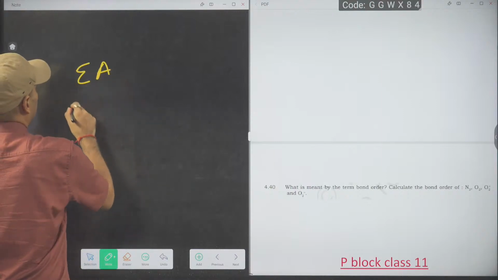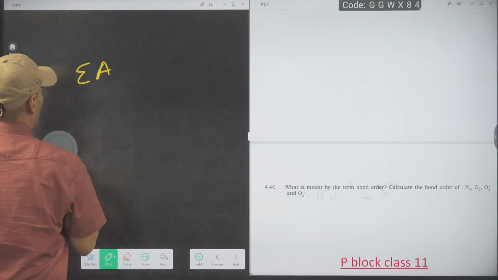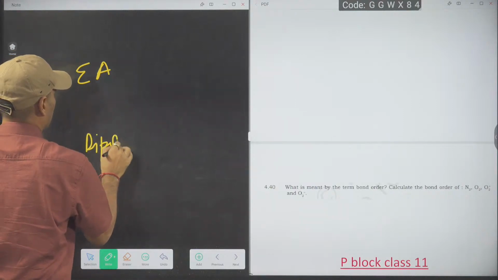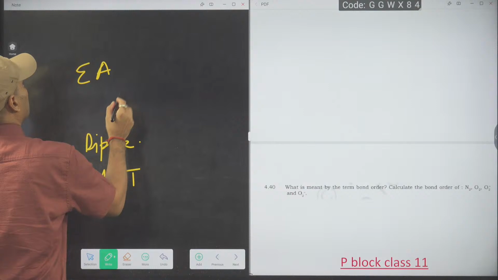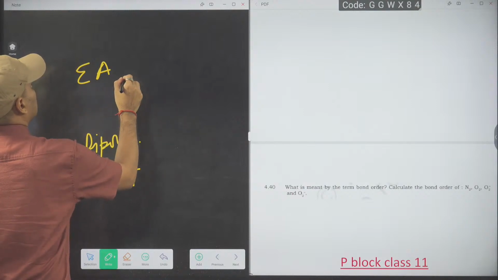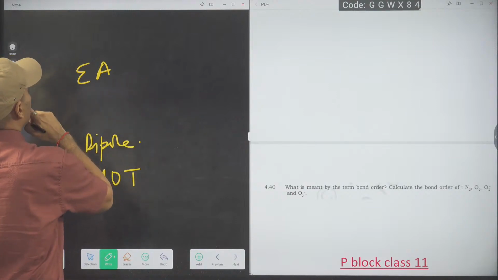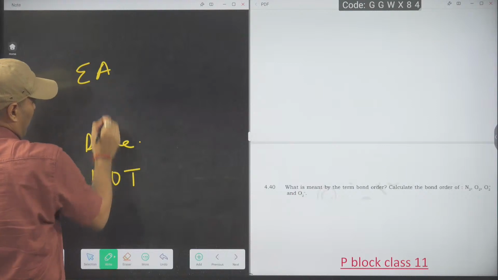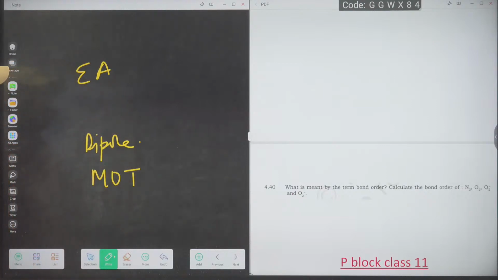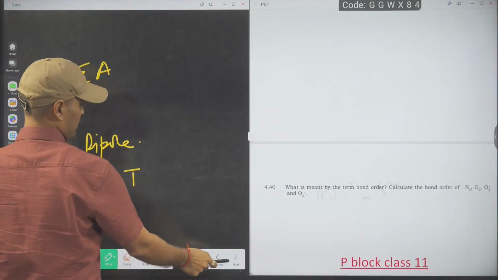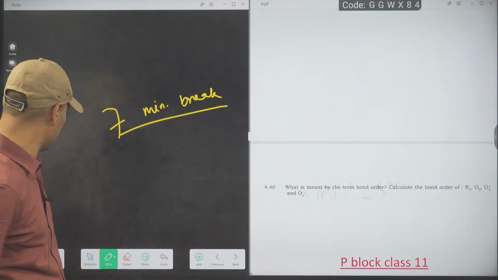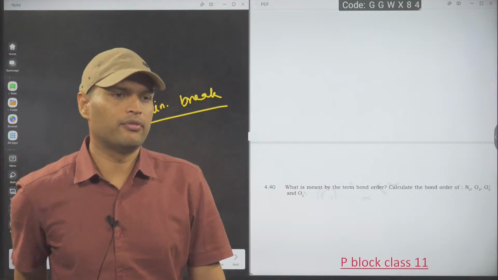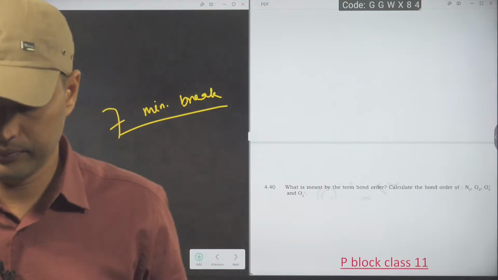Electron affinity, dipole moment, MOT. Okay? And this much only we have done. So these 3 topics everyone should keep in mind. These 3 topics don't miss. Okay? So let's go, break. We will meet after 7 minutes. What's the time now? 8:41. So 48. Chalo, wait.